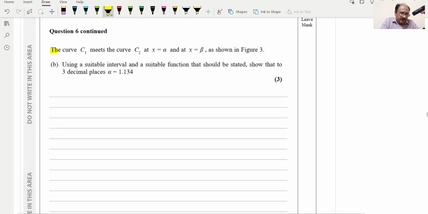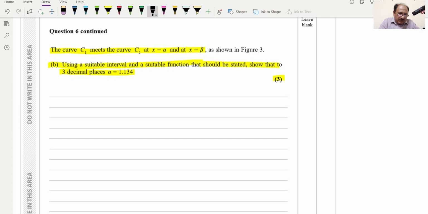B part says the curve C1 meets the curve C2 at x is equal to alpha and x is equal to beta, as shown in figure 3. Using a suitable interval and a suitable function that should be stated, show that to 3 decimal places alpha is equal to 1.134. This is also a 3-mark question.